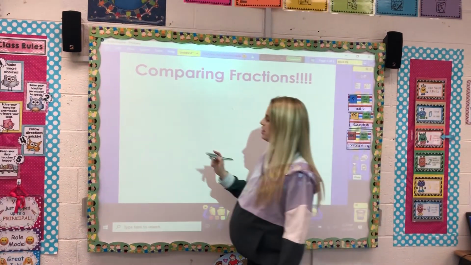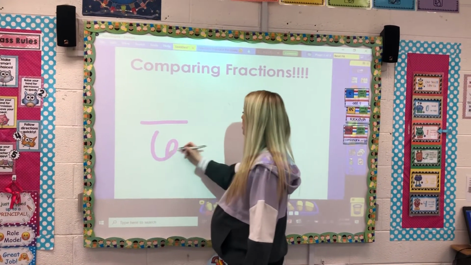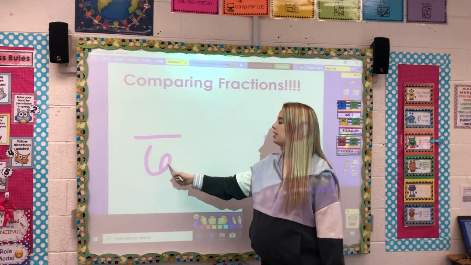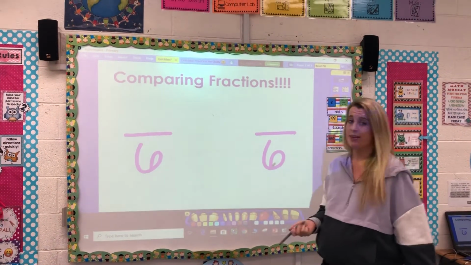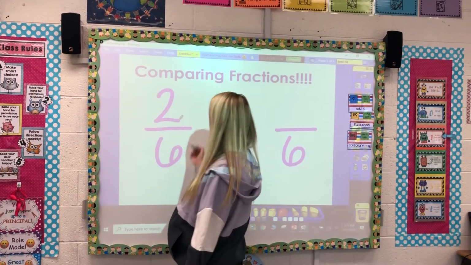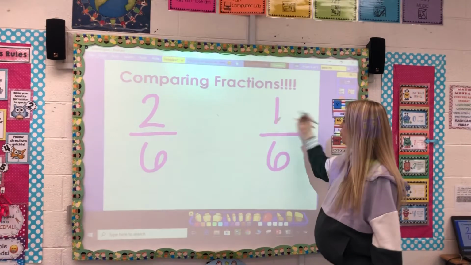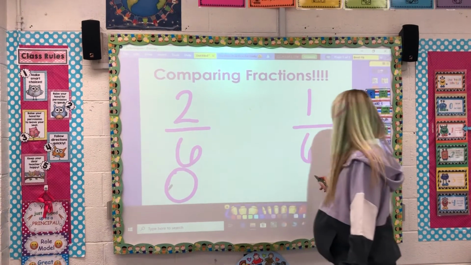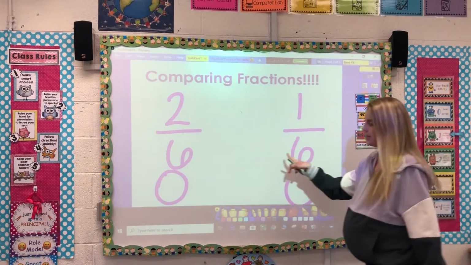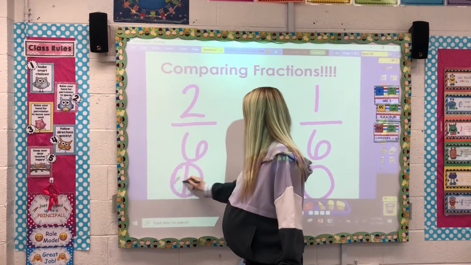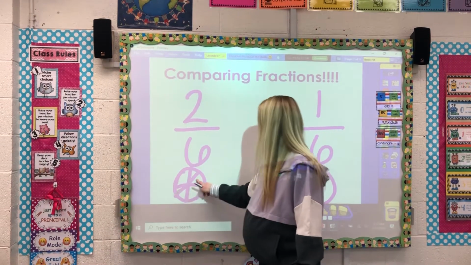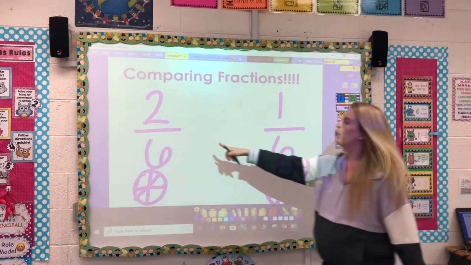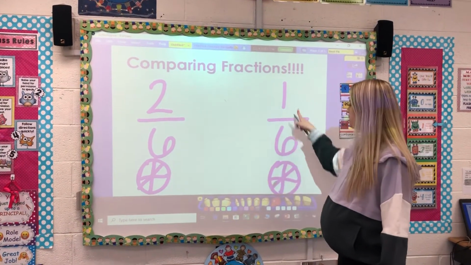When you're comparing fractions, you always have to look at the denominator and the numerator. Sometimes the denominator might be the same with different numerators. So let's think 2/6 and 1/6, okay? That means your pizza or your pie or whatever, they both have 6 pieces. Okay? Which one would be bigger, 2/6 or 1/6?